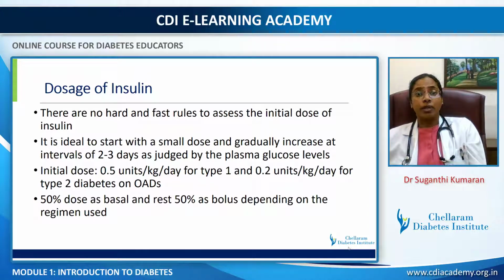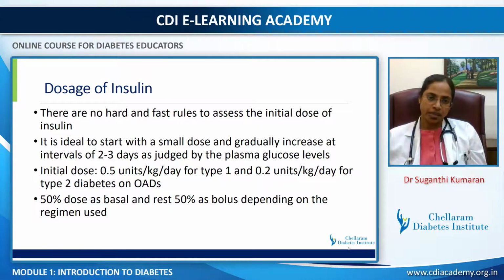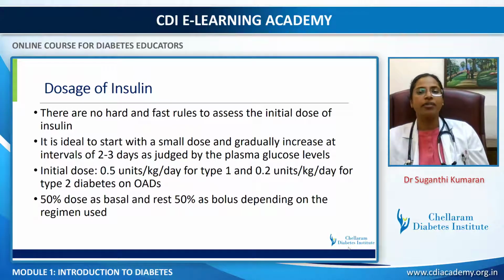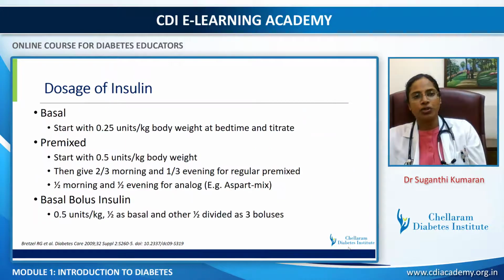And especially for type 2 diabetes patients who are taking oral anti-diabetic medication, again the dosage of insulin should be started slow at 0.2 units per kilogram per day. 50% is usually given as basal dose and the rest 50% is given as boluses, depending on which regimen is used. Again, basal insulin is started with 0.25 unit per kilogram body weight at bedtime and slowly titrated once every 2 to 3 days.